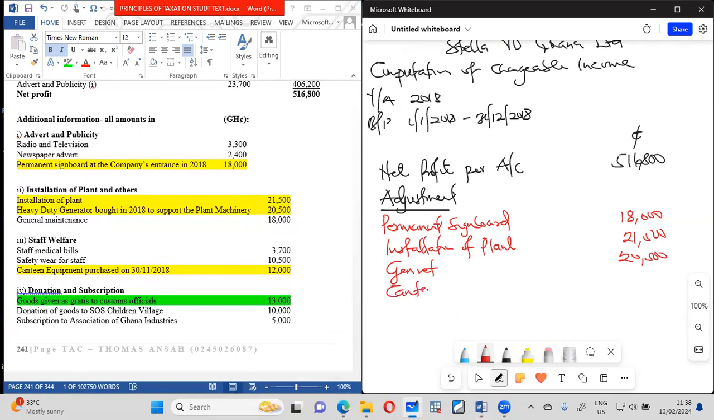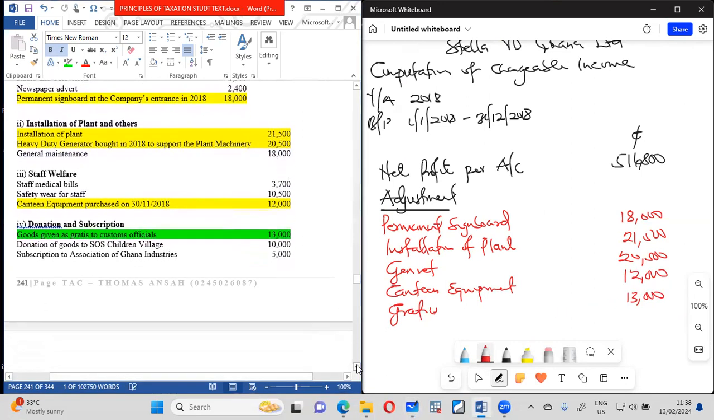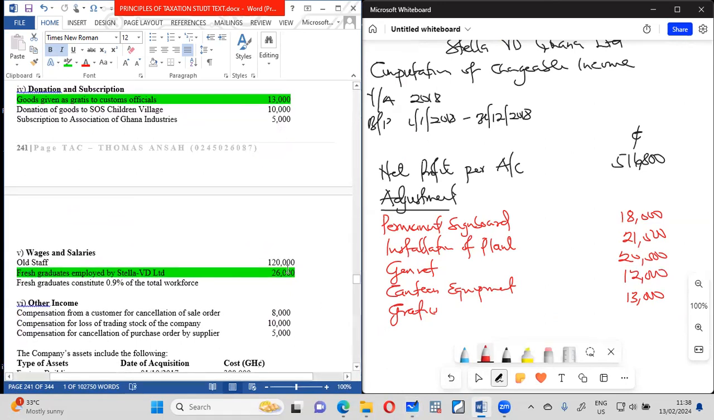Canteen equipment. We used it. That was 12,000. And you can continue with this gratis, the bribe, they deducted it, so we have to add back. It's not something we should encourage. Wages, they deducted this money, but they should have deducted more. Like I said, the benefit that they will have is below 10%, 1%. So it will be 10% of how much is that? 26,000. So that is an incentive that you have as a fresh graduate.